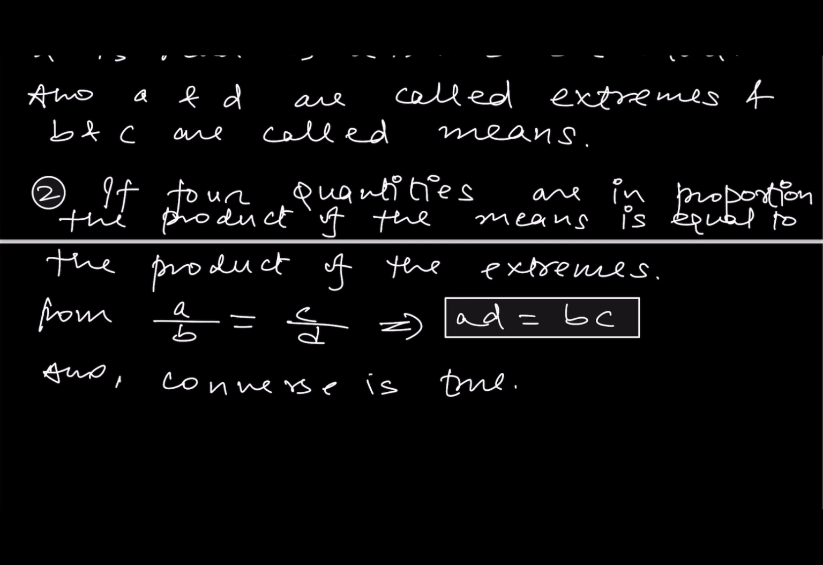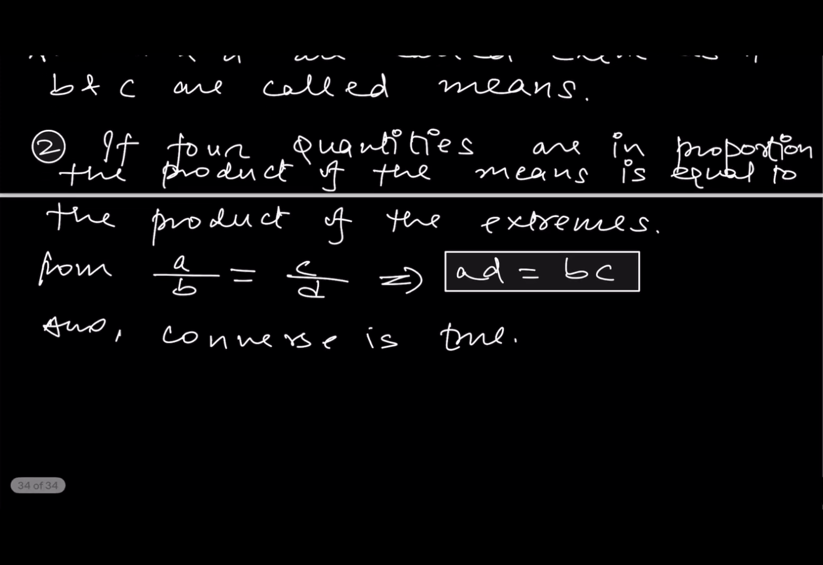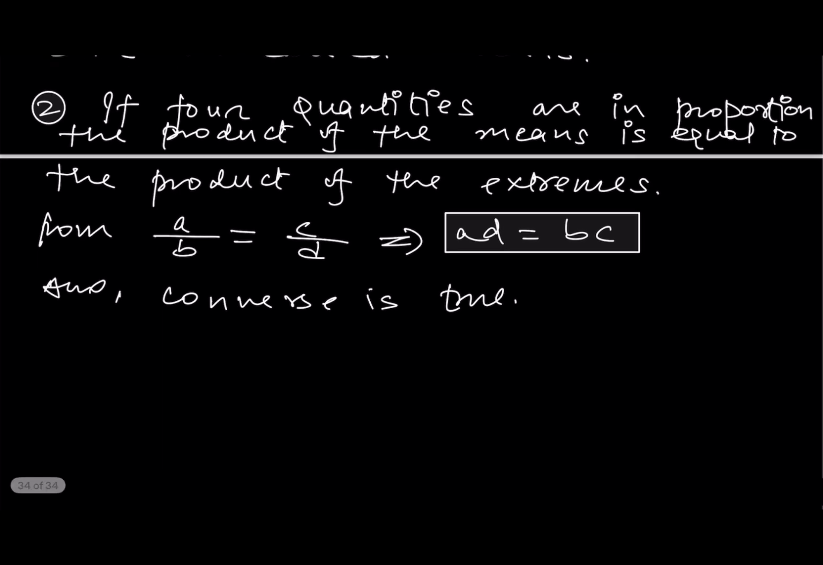That is, if for any four quantities product of extremes is equal to product of means, it means that those four quantities are in the proportion, right? Okay, now let us come to point number 3. Point number 3 is continued proportion.